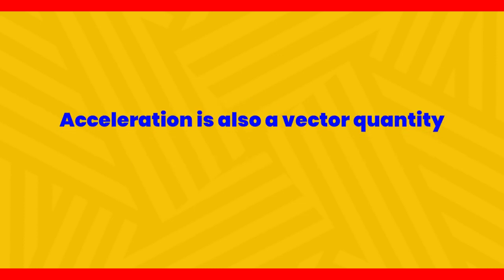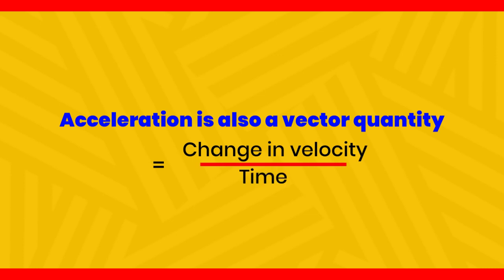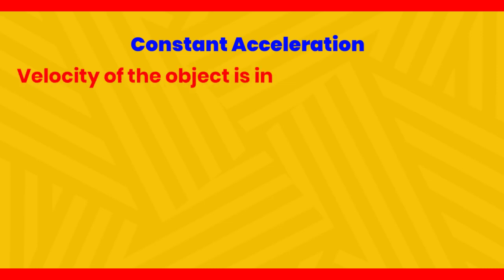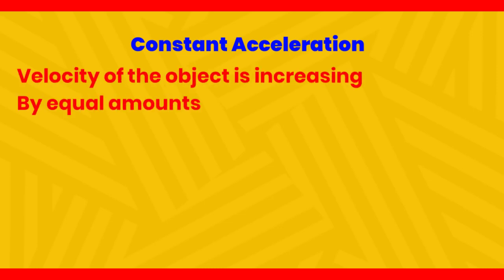Acceleration is also a vector quantity. It is the change in velocity over time. Change in velocity is the final velocity minus the initial velocity. So when an object is moving with constant acceleration, it means the velocity of the object is increasing by equal amounts in equal time intervals.